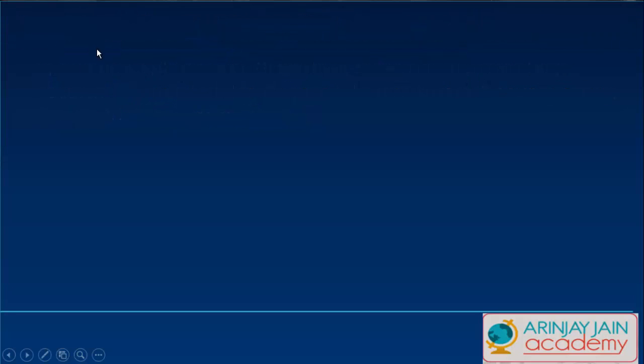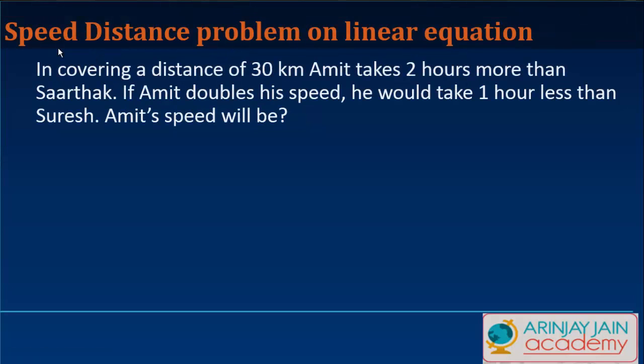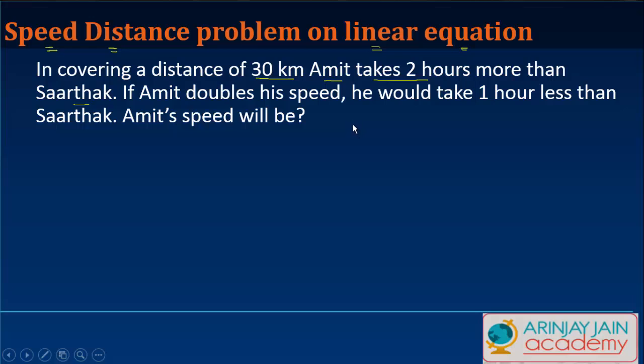Let's look at a problem on speed and distance, on linear equations. Basically, what we see here is how we can use linear equations to solve a problem relating to speed and distance. In covering a distance of 30 kilometers, Amit takes 2 hours more than Sarthak. If Amit doubles his speed, he would take 1 hour less than Sarthak. Amit's speed will be? That's the question.